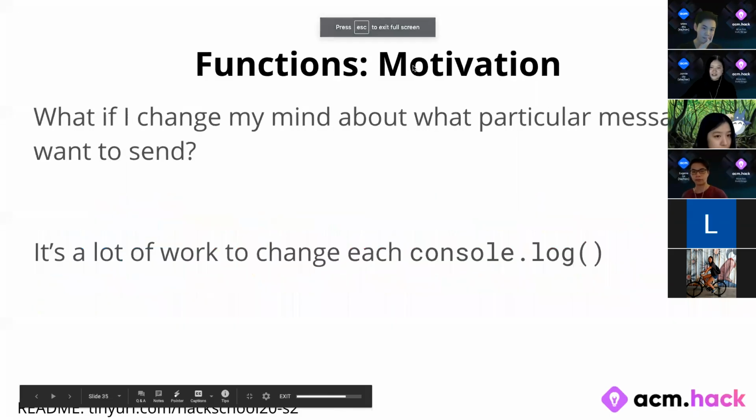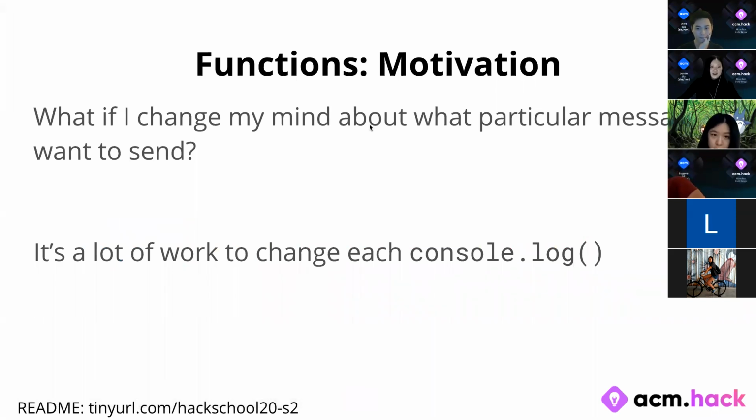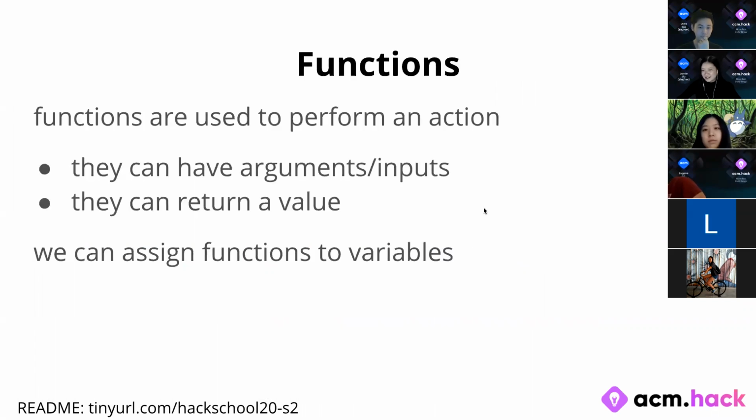So that's kind of the motivation behind functions. Functions will let us try and avoid this problem. Like I said, what if I want to change my mind about what message I want to send? It's a lot of work to change each console.log. Maybe I had 100 different bobas and I'd have to change each of the 100 lines. That'd be a pain. So what is a function? A function is basically used to perform an action. They can have arguments or inputs and they can return a value, which is kind of just like an output. And the neat thing about functions in JavaScript is we can assign functions to variables, and we'll see what that means in a second.